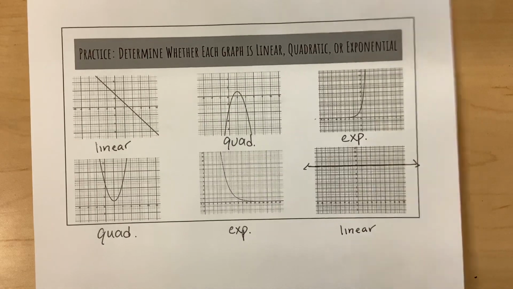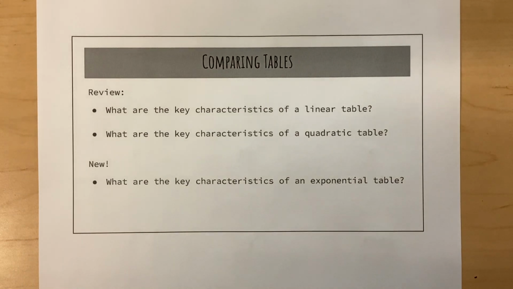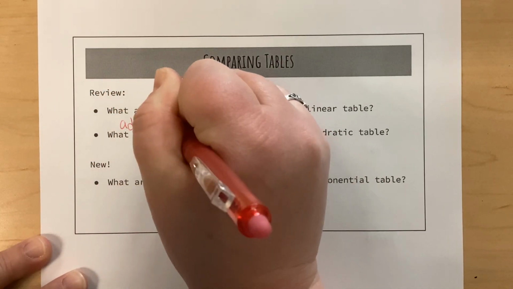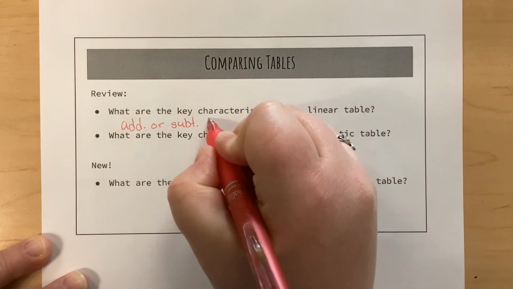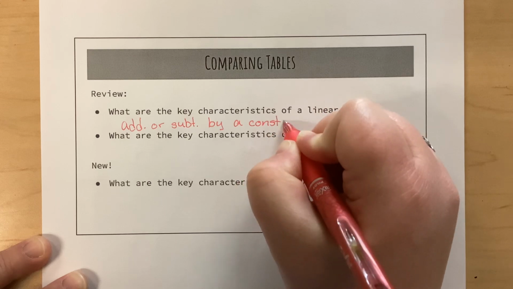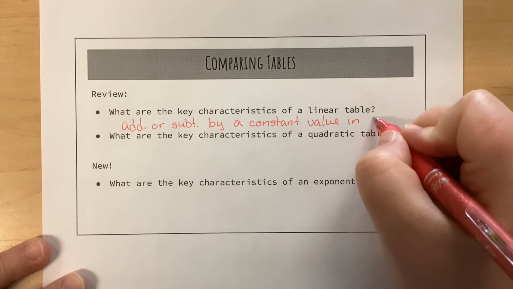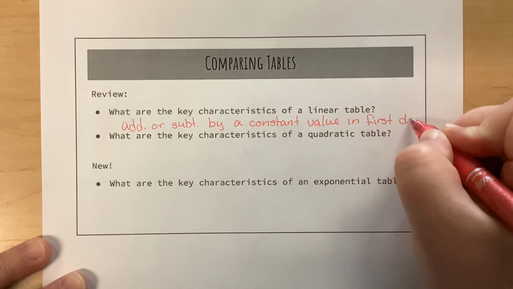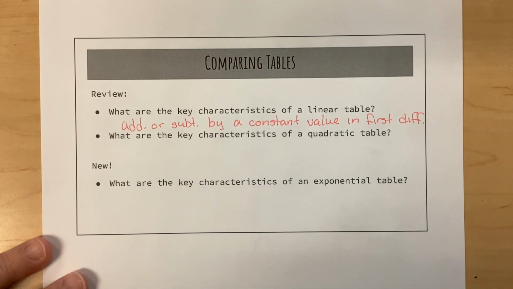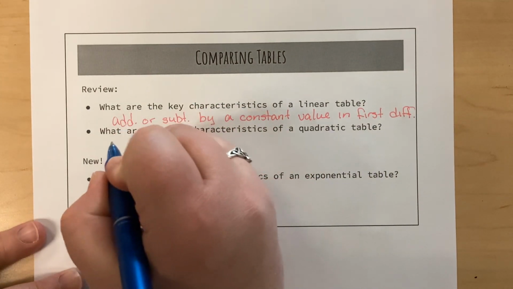Finally, we need to talk about their differences between their tables. So let's start with key characteristics of a linear table. You are adding or subtracting by a constant value in the first difference. Quadratic, on the other hand, you are adding or subtracting by a constant value in the second difference. That was the main difference between those two.